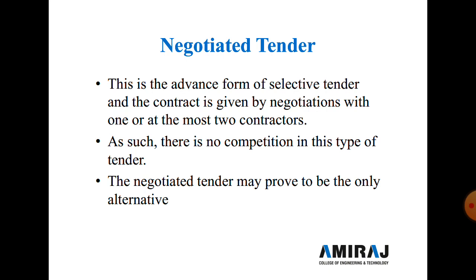Then after, another tender is the negotiated tender. This is an advanced form of selective tender, and the contract is given by negotiation with one or at most two contractors. As such, there is no competition in this type of tender, and hence it may prove to be costly, but when the work is to be completed in a target time without sacrificing quality, the negotiated tender may prove to be the only alternative.